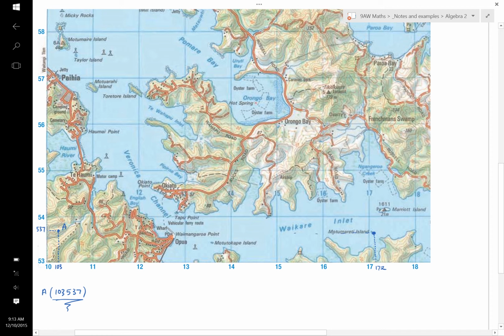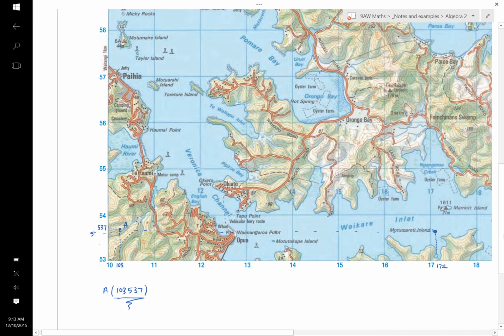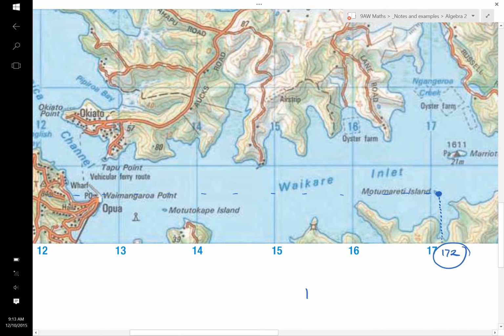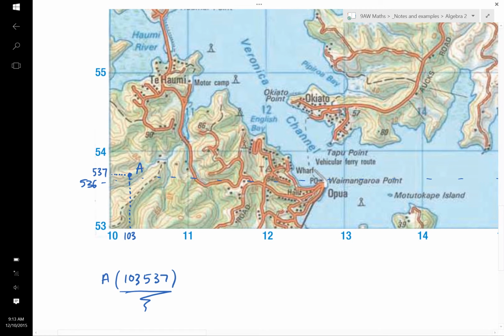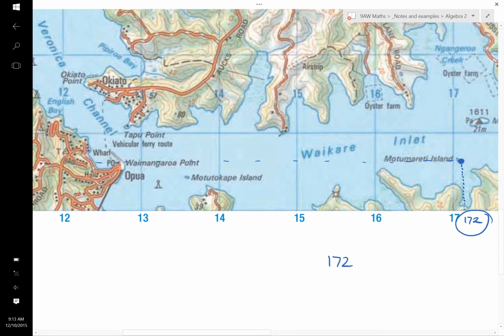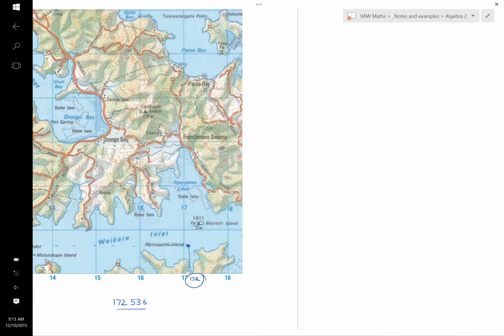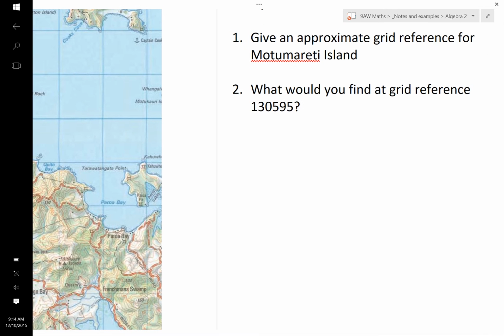And if we track across to the side here, it's maybe slightly lower than that first example that we did, so it's probably around about 536. Remembering that we write our x coordinate first, that would be 172, and our y coordinate second, that would be 536. That would be our coordinate for Motumariti Island. So let's write that up there, 172, 536.